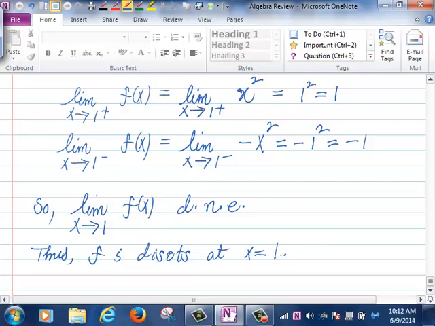Why did you plug in -1? I didn't plug in -1, I plugged in 1. Oh, okay. Because the function is already negative x squared. You're right.